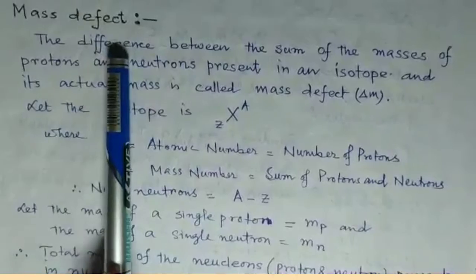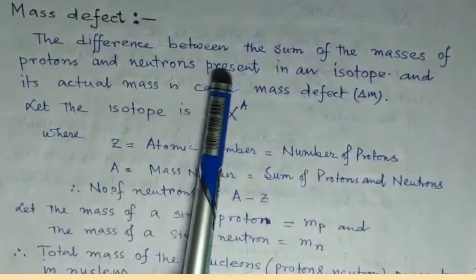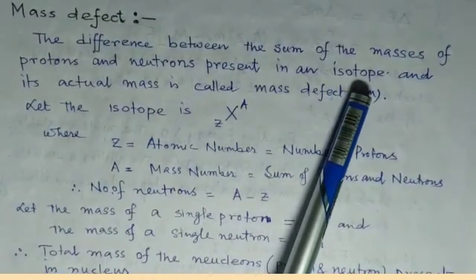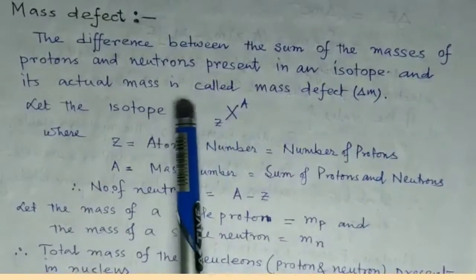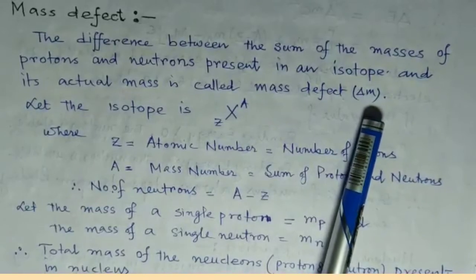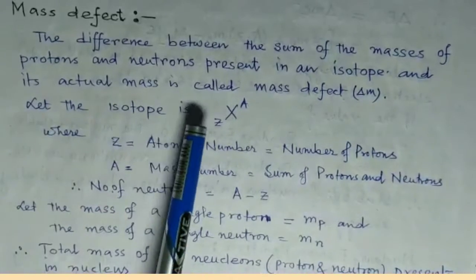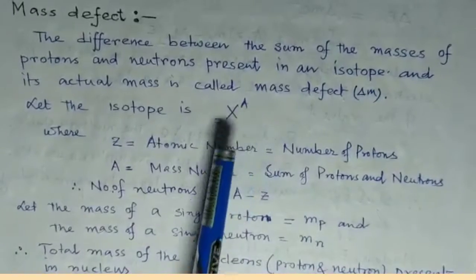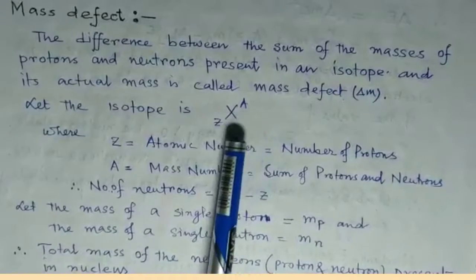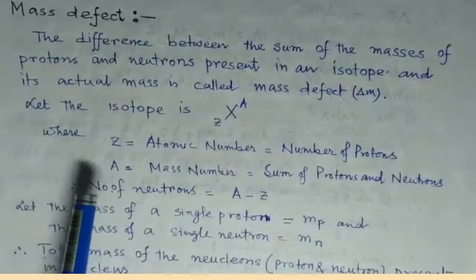Now, what is mass defect? The difference between the sum of the masses of protons and neutrons present in an isotope and its actual mass is called mass defect, and it is denoted by delta M. Let the isotope be X with mass number A and atomic number Z.